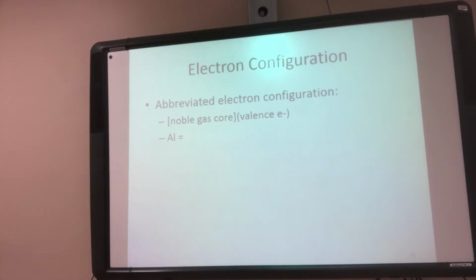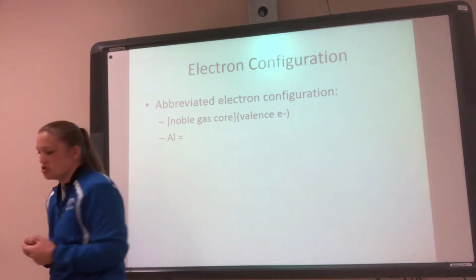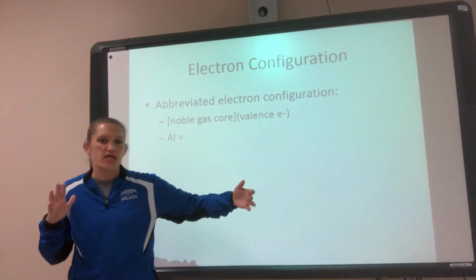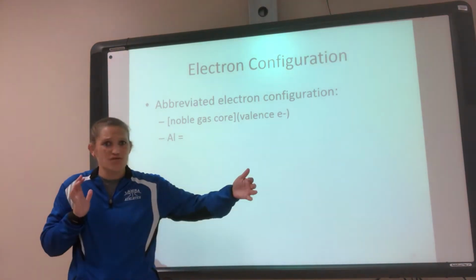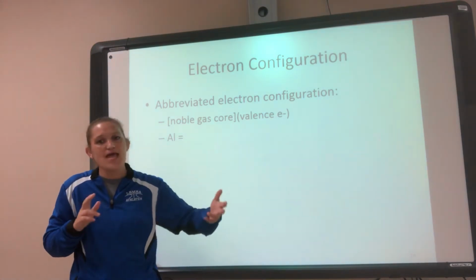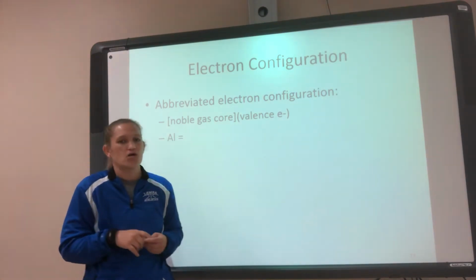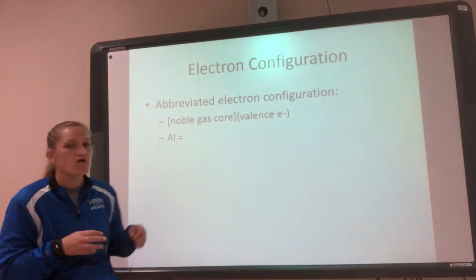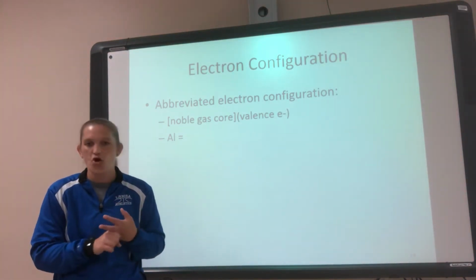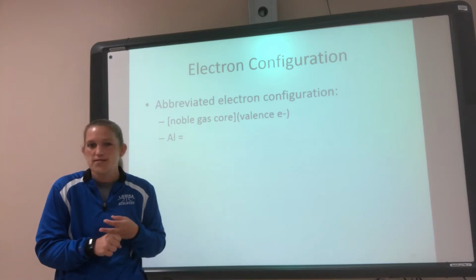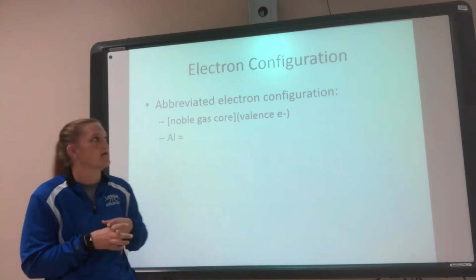Now we want to talk about how to write the shortened version. We practiced writing out the really long version of electron configurations, but some of those get really long, especially if you have 60 or 80 electrons. So the shortened version is the noble gas configuration, or the condensed version. Those are the names for the shorthand writing.